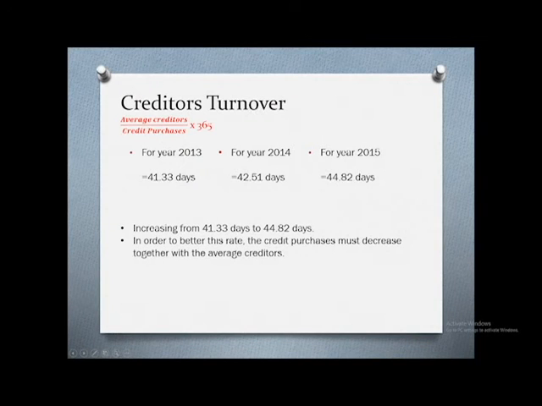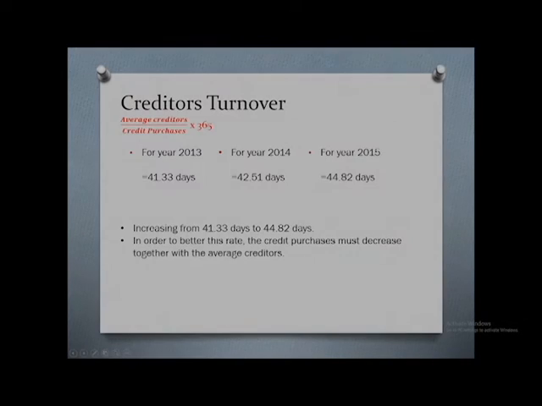The creditor's turnover rate is increasing from 41.33 days to 44.82 days, which is a sign that the business is taking longer time to pay off its debts. This is negative to the business. In order to better this rate, the credit purchases must decrease together with the average creditors. Nike can decrease its average creditors by reducing the amount of credit purchases, hence reducing the amount of creditors.